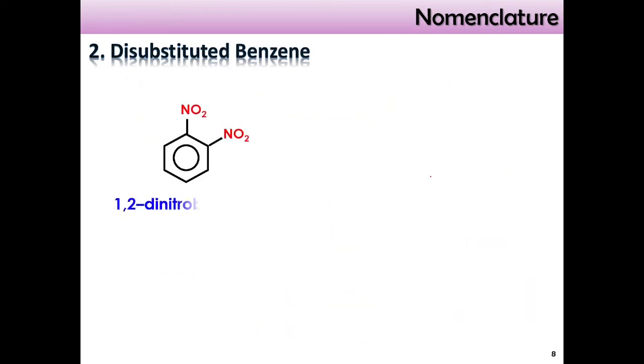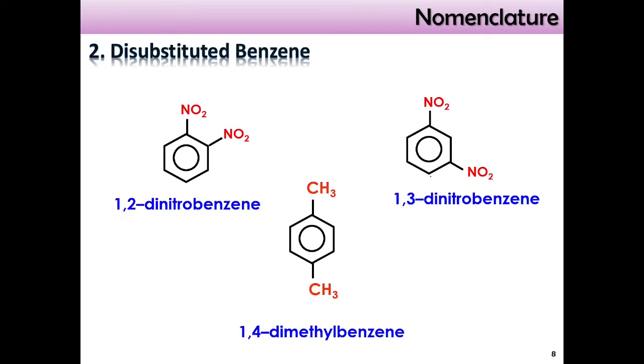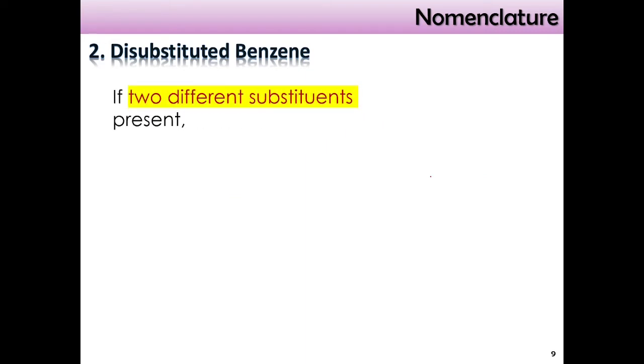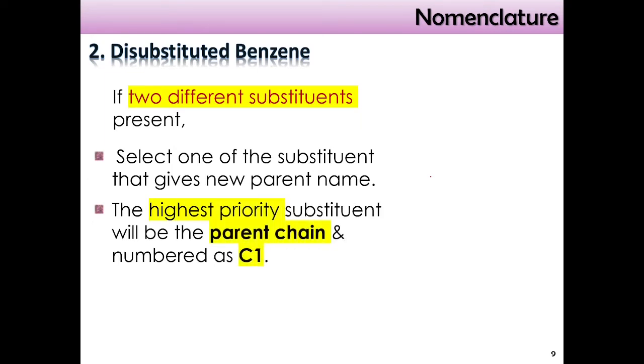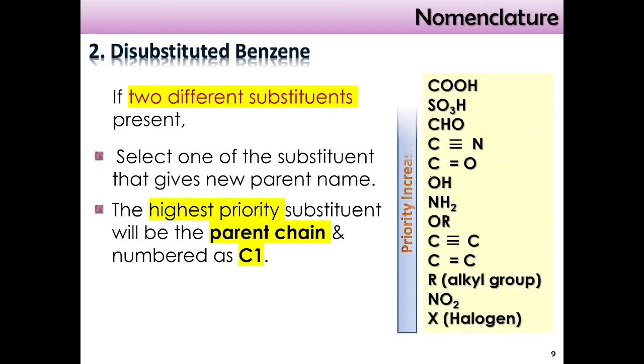The same thing for this one. You can just look at it. The substituents are the same: nitro, nitro, methyl, methyl, nitro, nitro. So what if different? What if two different substituents are present? You need to give the higher priority group as the parent chain and number it as carbon number 1. So this is the priority. Let's say you have two substituents, NH2 and carboxylic acid.